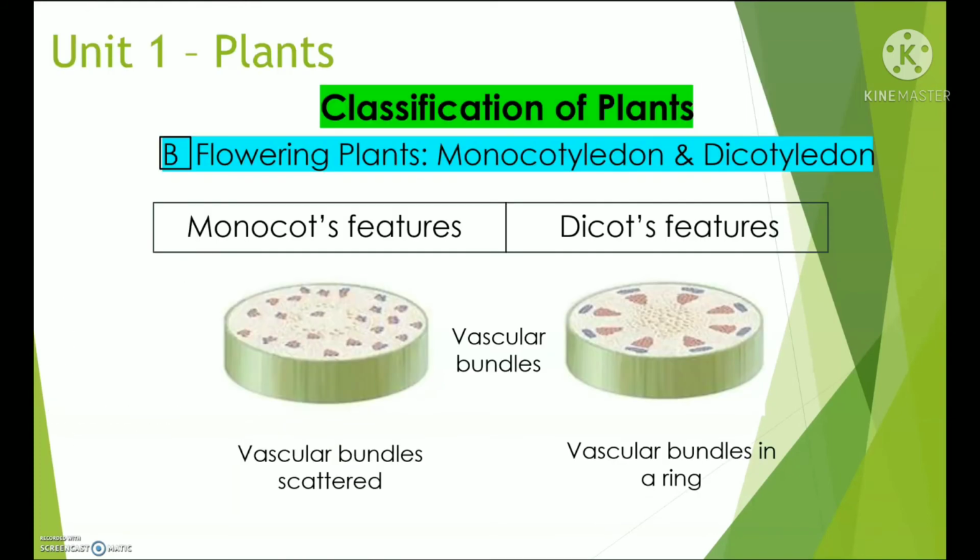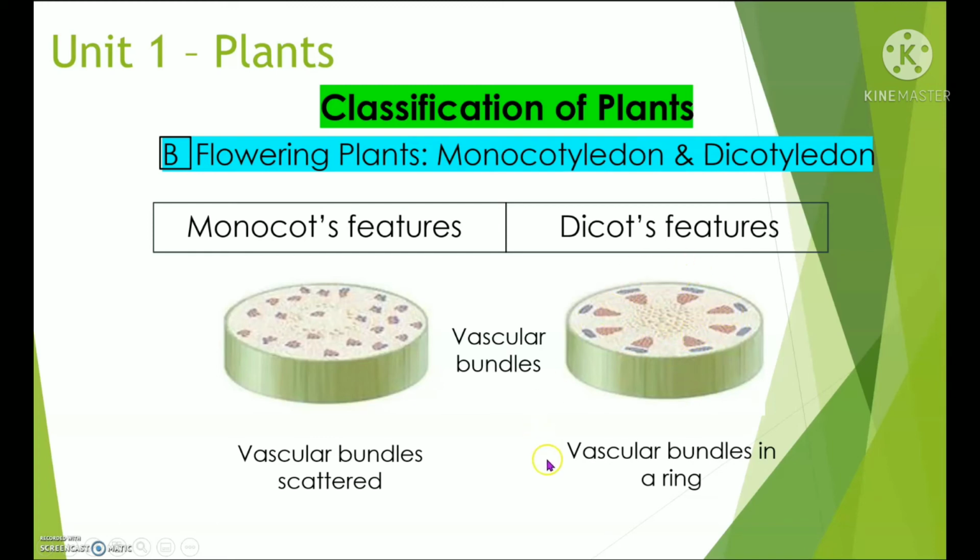Okay, the next feature is the vascular bundles. The vascular bundle is what you see when you cut the stem of the plant and look inside the stem. For monocot, when you cut the stem, you will see scattered vascular bundles, or vascular cells. And for dicot, when you cut the stem, you will see vascular bundles in the form of a circle or a ring.